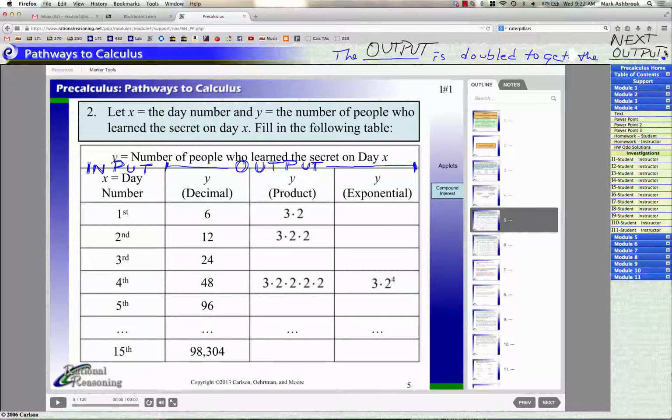This is key, and this is what exponential growth is about. So doubling is the same as what? Mathematically, what is doubling? Multiplying by 2. So every time we're multiplying by 2 to get the next output. And we see that in the product notation because we get one more 2 in the list each time.